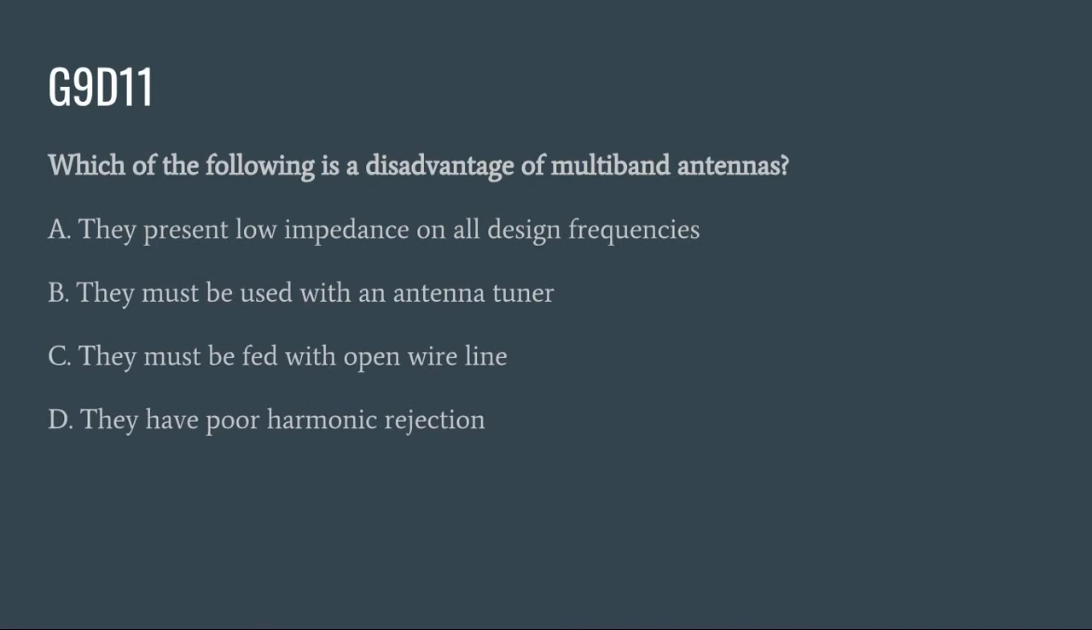G9D11, which of the following is a disadvantage of multi-band antennas? A, they present low impedance on all design frequencies. B, they must be used with an antenna tuner. C, they must be fed with open wire line. Or D, they have poor harmonic rejection. Correct answer is D, they have poor harmonic rejection.